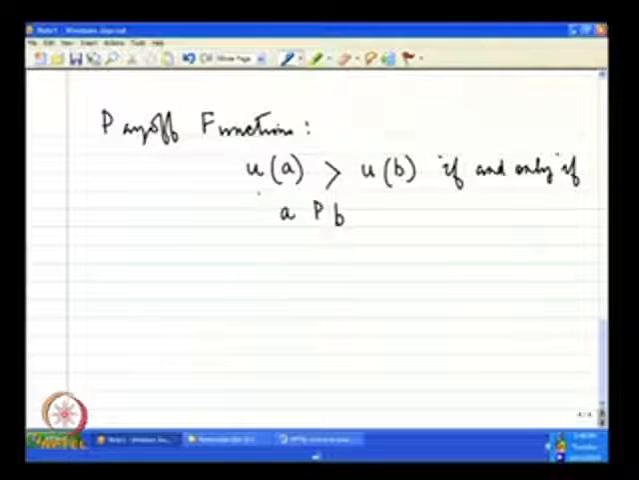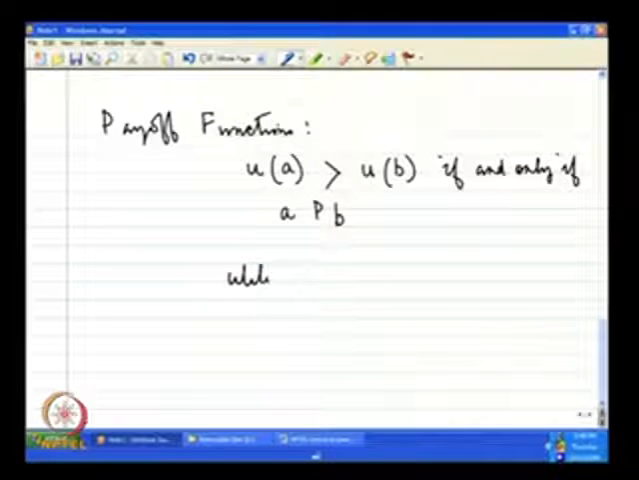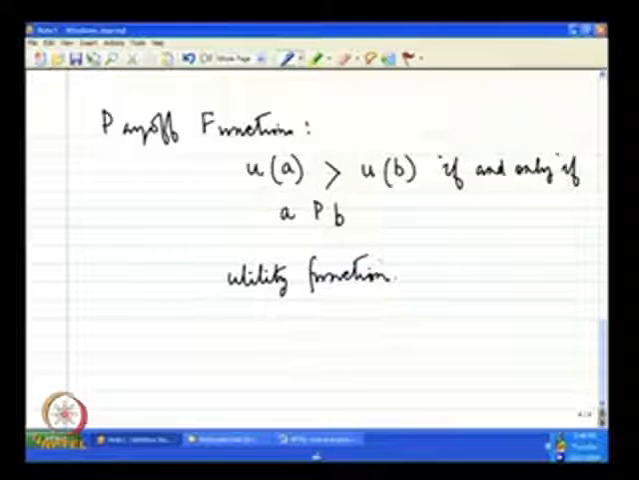Mind you, U is just giving me a number. Only if U gives me a number, I can compare between numbers and say whether A is preferred to B or the other way, or if U(A) and U(B) are equal, then we shall say that the person is indifferent between A and B. So this is the thing about payoff function. In economics, there is a thing called consumer behavior theory. In consumer behavior theory, the payoff function is also known as utility function. So that is particularly for consumer behavior theory.